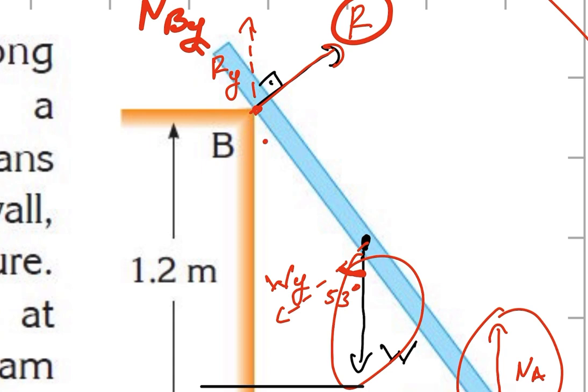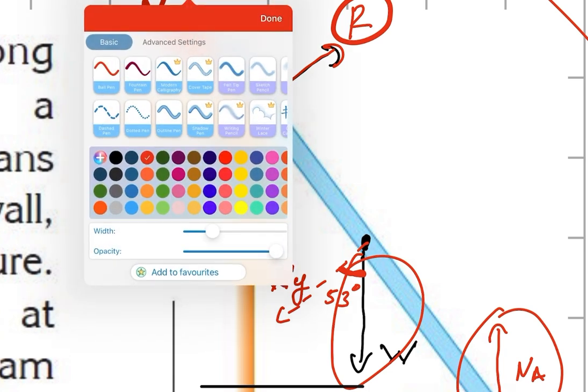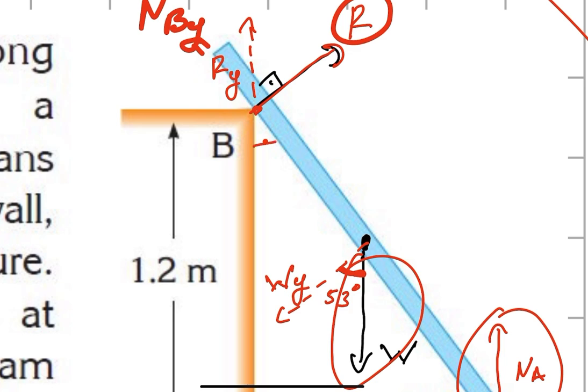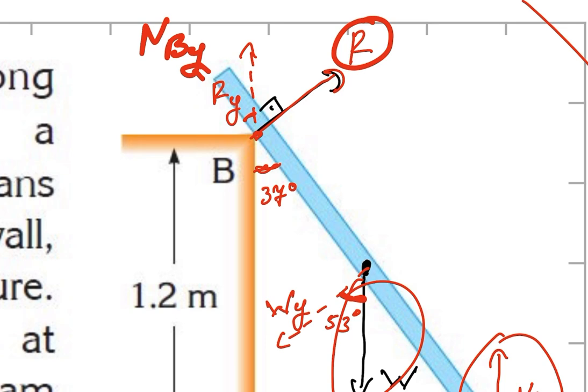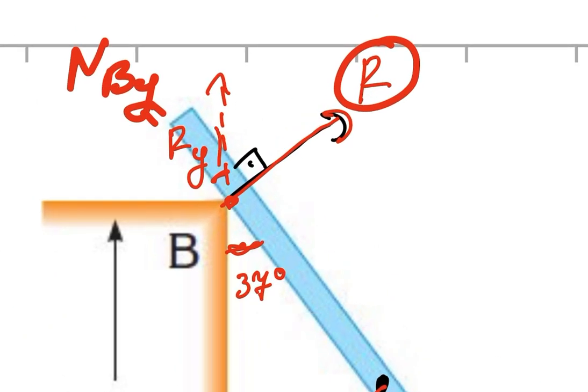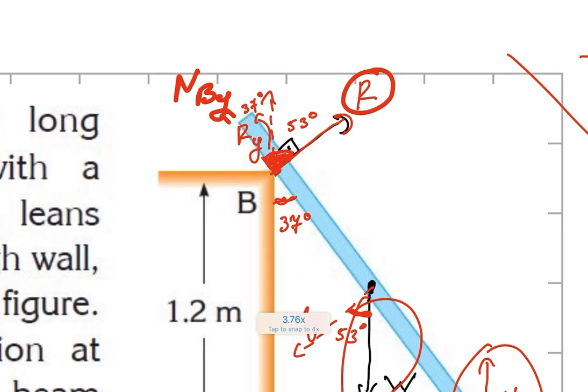If we know that the angle here is 37 degrees, then this tiny angle here will also be 37 degrees, and this left angle will be equal to 53, because this angle is a right angle. That's why the angle between the R and NB by y will be equal to 53 degrees.